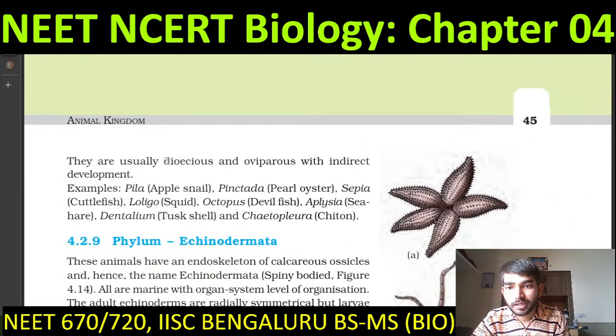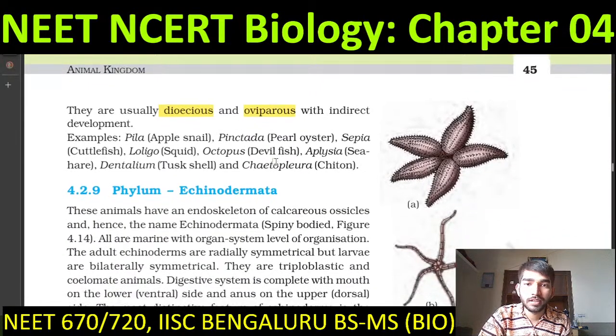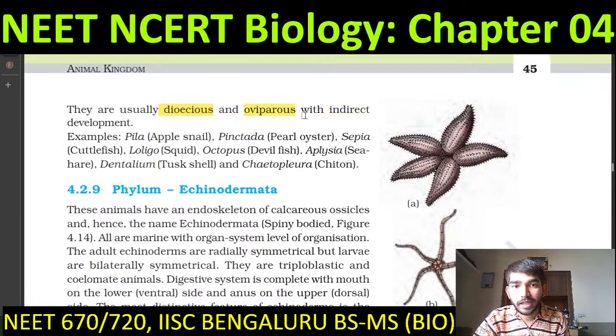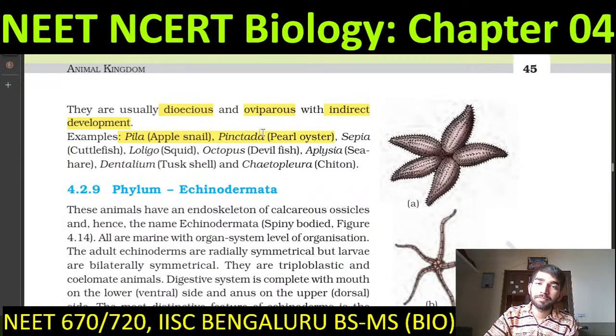Usually dioecious, again male and female separate. Oviparous, they give rise to eggs, and from those the offspring will hatch. Indirect development, meaning they have larval stages. So Pila is apple snail, Pinctada is pearl oyster. So the oyster that we see which gives rise to pearls is also a member of Mollusca.